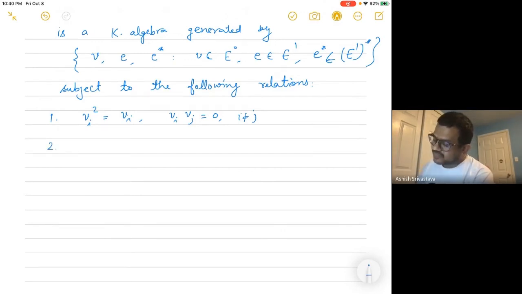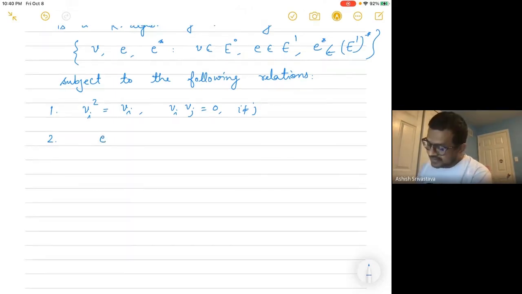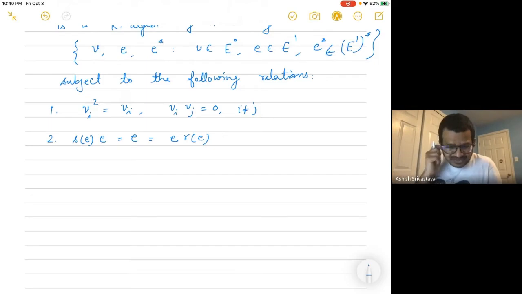Second thing we want is that if you take an edge e and you multiply with the source of e, that would be just e, and this would be the same as if you take e and multiply with the range of e. That's quite natural. So this is just to make sure that we have the path algebra structure.